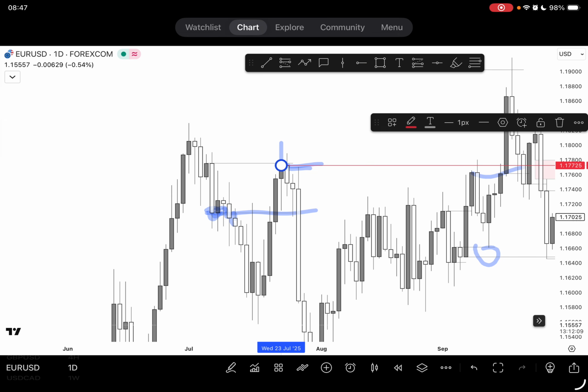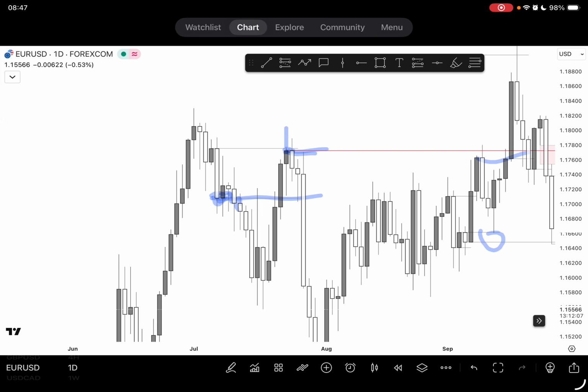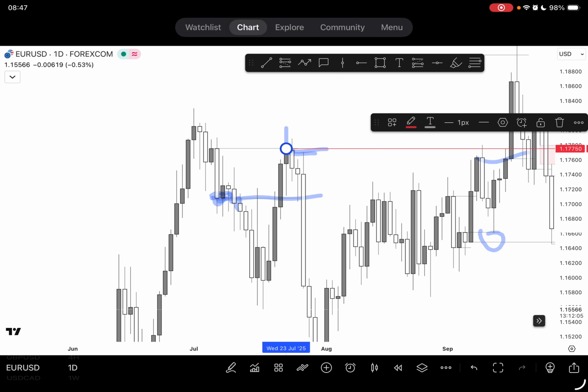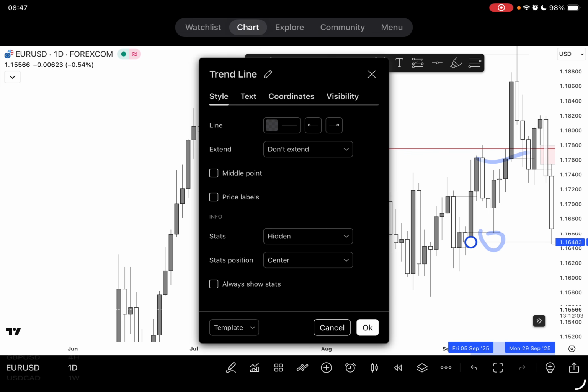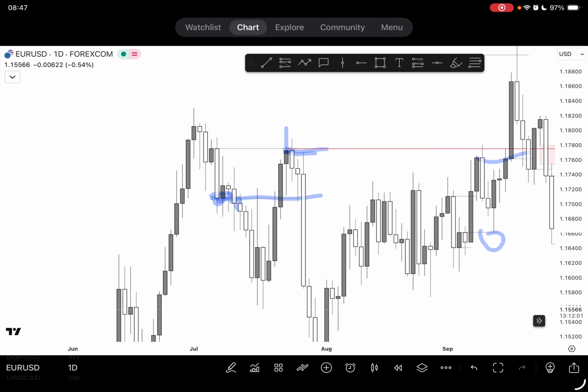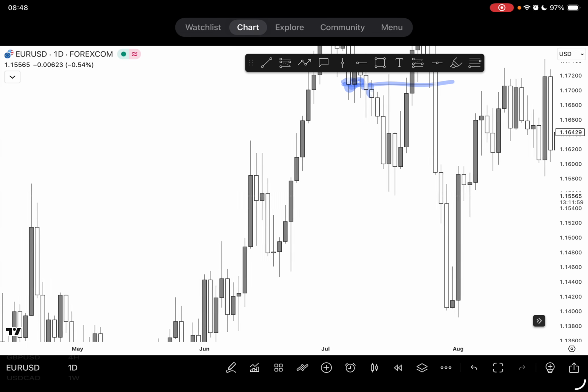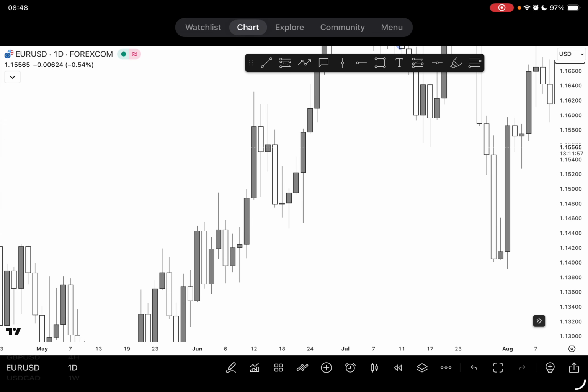Let's see if it came back there. You can see it came back here again. Rejected. After rejecting this key level, where did it go to? Another A shape. Do you understand? So price always moves from one liquidity point to another.